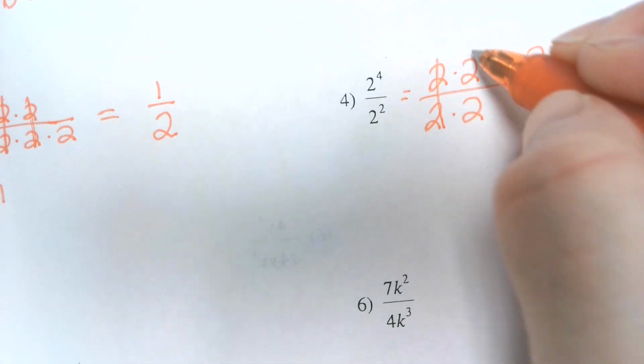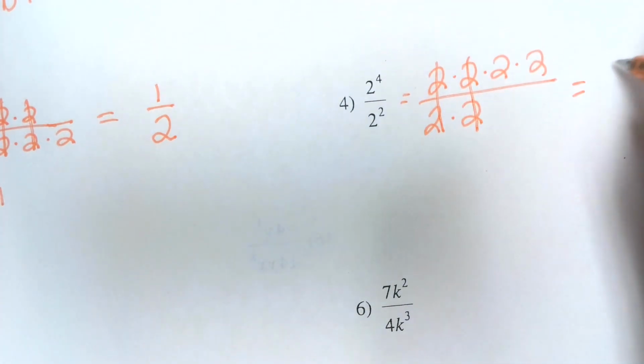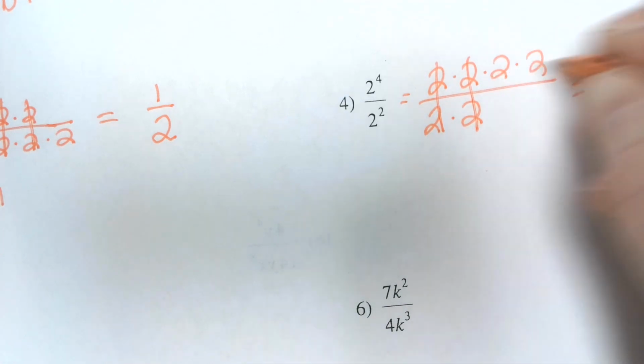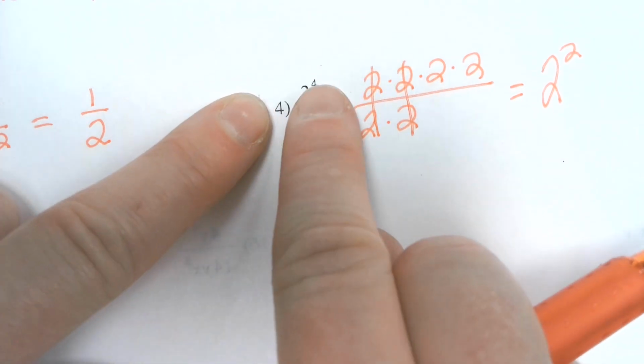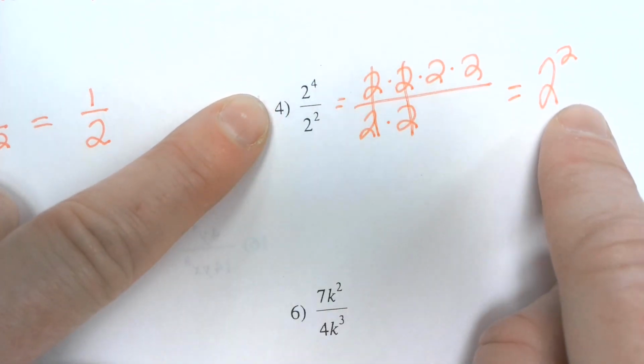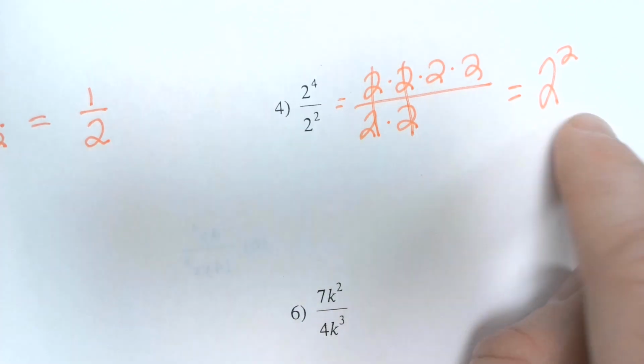All right, next one. Mark them out. And what do we get? 2 to the second power. So whenever the bigger exponent's on top, it ends up being just on top. It's not a fraction anymore.